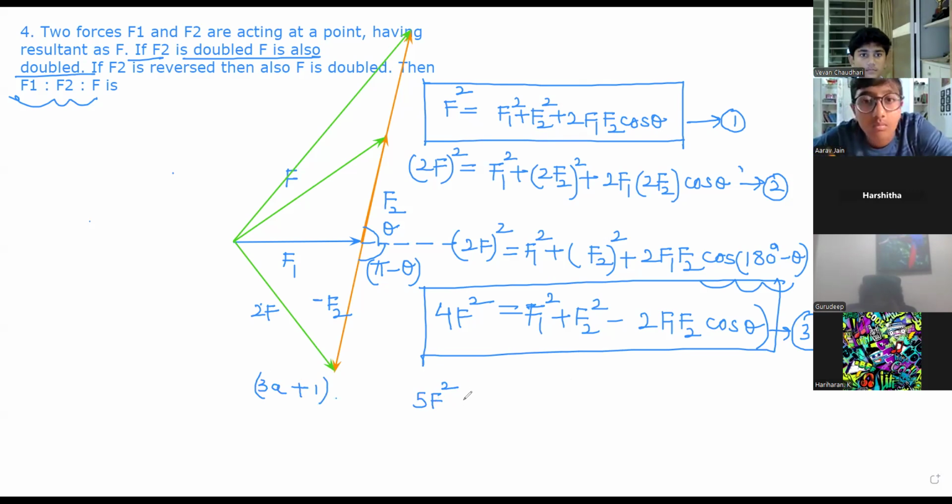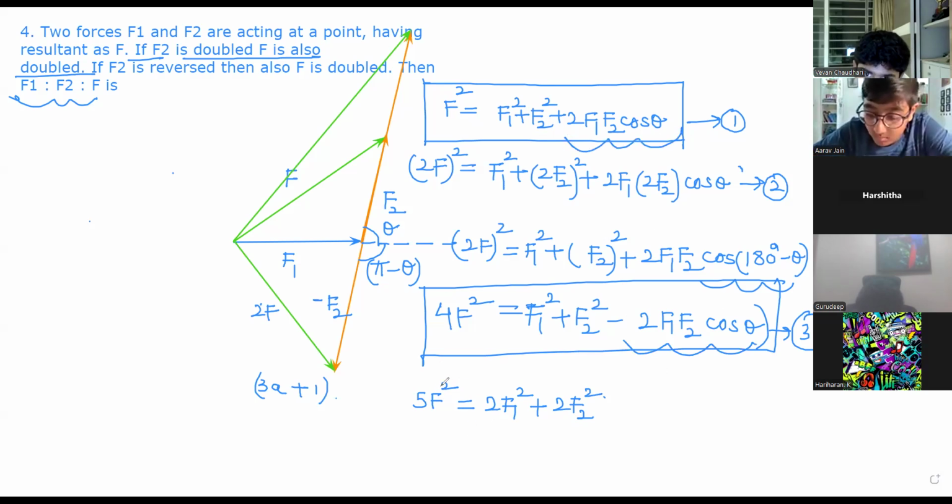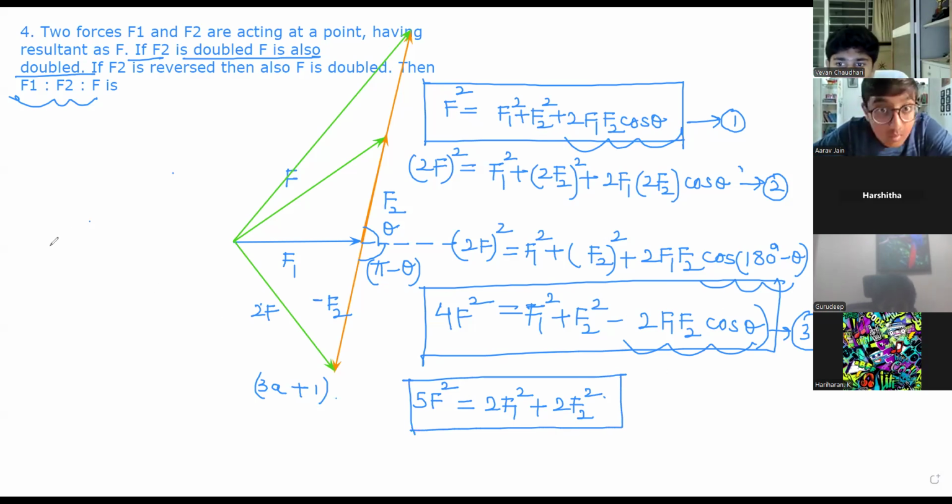5f square is equal to 2f1 square plus 2f2 square. I hope all of you understood. Minus 2f1 f2 cos theta and plus 2f1 f2 cos theta will cancel each other. Yes or no? All of you? Yes. So this is the first equation. Write it as the fourth equation, between f1, f2 and f, right?